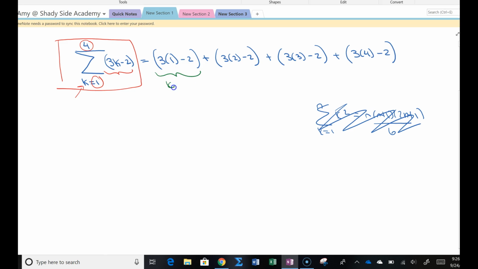This is k equals 1. This is the term when k equals 2. Here is the term when k equals 3. Here is the term when k equals 4. These are individual terms, and we are always adding them up. The addition is implied in this summation notation.